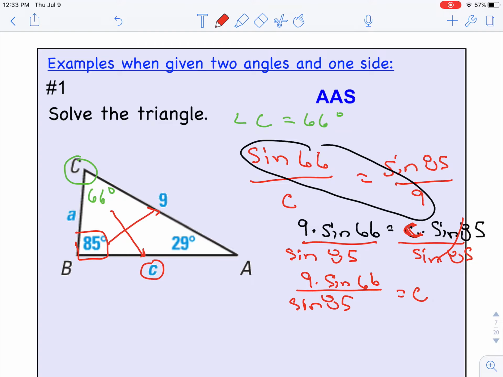So when you do this on your calculator, you can enter 9, then sine. Remember, you don't need the times in there. 66. Close your parenthesis on that 66, though. That part is kind of important. And then you're going to divide by the sine of 85. You shouldn't need to put the sine of 85 in another parenthesis. So what we get here is that C is equal to 8.25 units. So side C is 8.25 units.